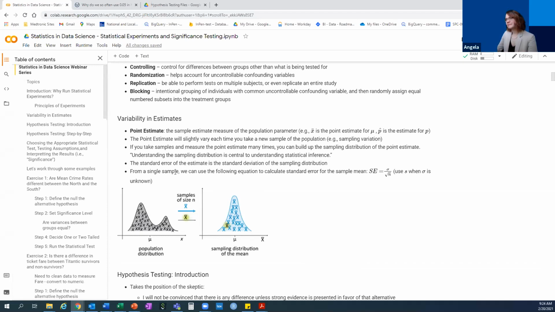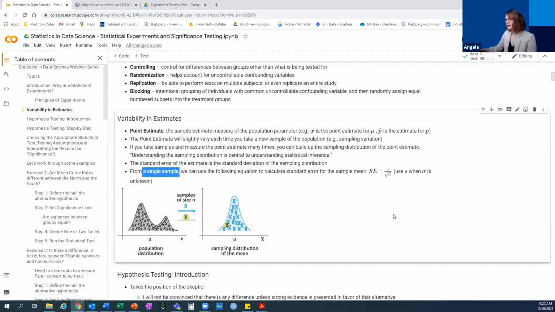So typically in real life, you're not going to take multiple samples. That's just not practical. That's why we do statistics, so that we can take a sample and make inferences of the population. If you only have a single sample, then you can use this equation to actually measure the standard error rather than sampling infinitely many times and taking the standard deviation of that distribution. So here is your more practical formula for that.